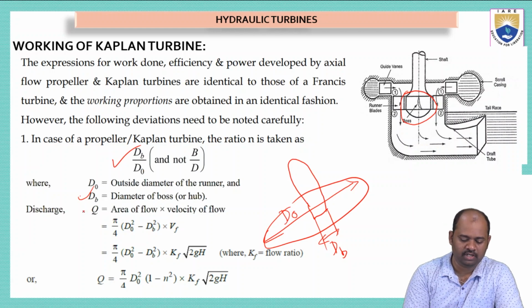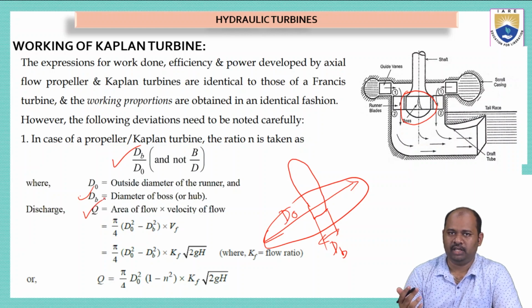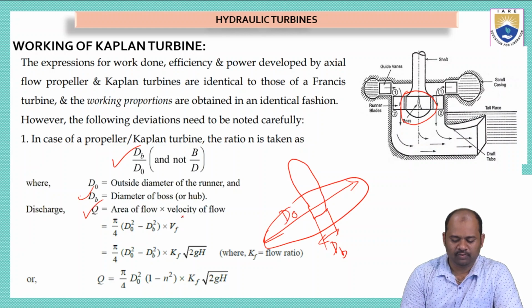Now when we try to calculate the discharge of this Kaplan turbine, it is simply area of the flow multiplied by velocity, A into V. Area of the flow multiplied by the velocity of the flow. We can simply use the diameters d naught and dB to calculate the area, that is pi by 4 d square, where we will have two diameters, the diameter of the boss and the diameter of the outer periphery of the Kaplan turbine's runner. And Vf is the flow velocity of the water that is entering into the casing.